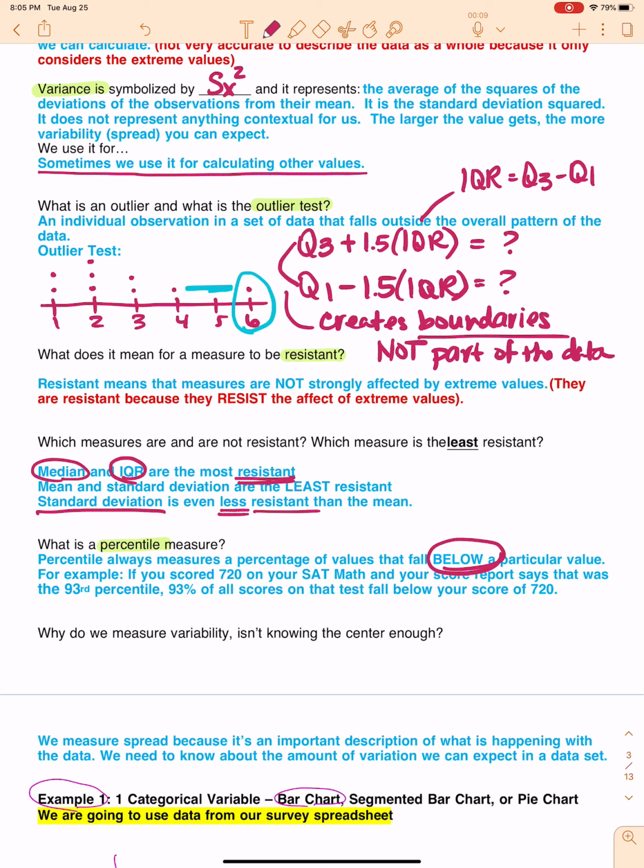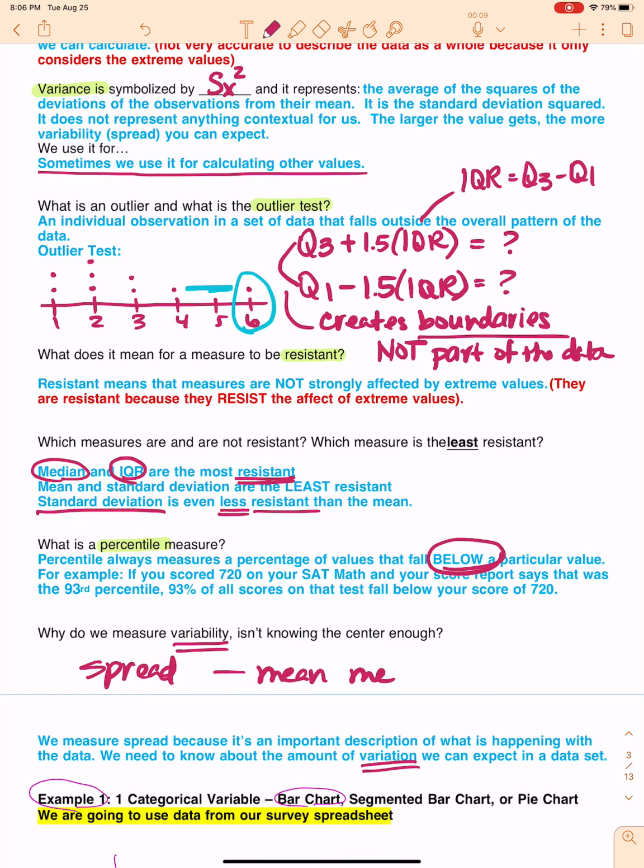All right, so in wrapping this up, please keep in mind this last question: why do we measure variability, isn't knowing the center enough? Well, keep in mind we need to know how much variability we can expect away from that center mathematical value. Please keep in mind there are words here that are synonymous. When I talk about variability, I'm talking about spread. It means the same thing.